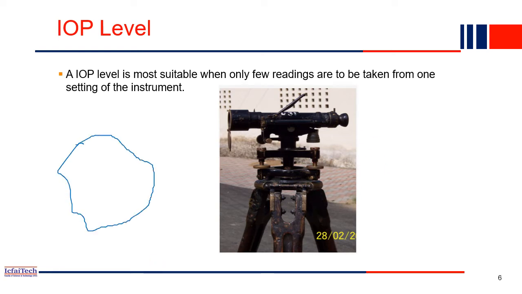For example, this is the entire area, and initially you put the instrument here and take one reading, two readings. Again you shift the instrument to this point, and here you take one reading, two readings. So if at each setting you take only a few readings, then this IOP level will be very much useful. Essentially the structure is the same. You have the eyepiece at this end, the telescope objective at this end, the spindle, and the foot screws. The setting and working principle are exactly the same, but some features are a little different.